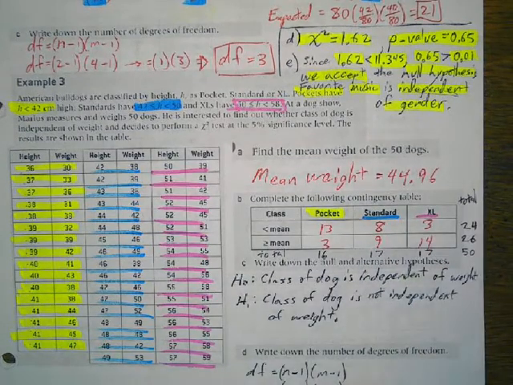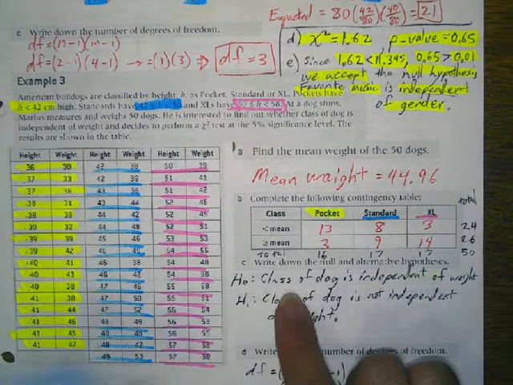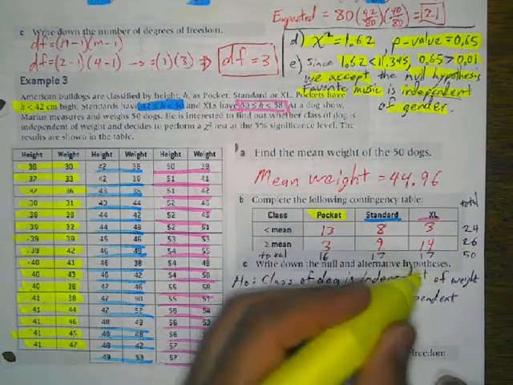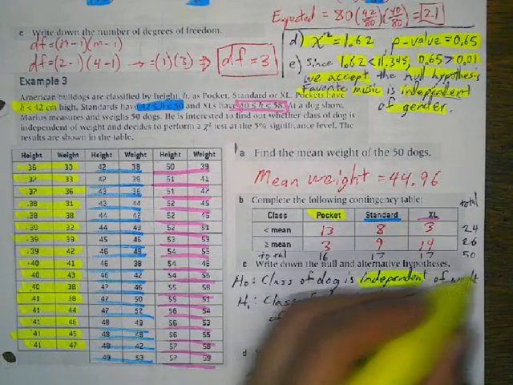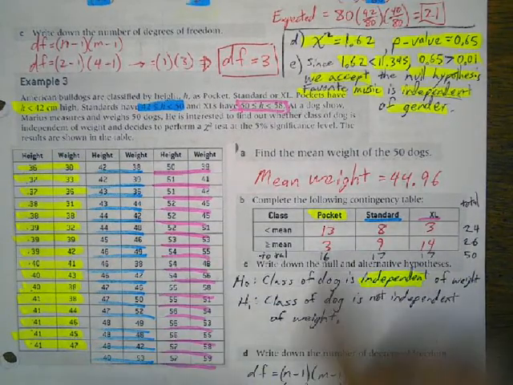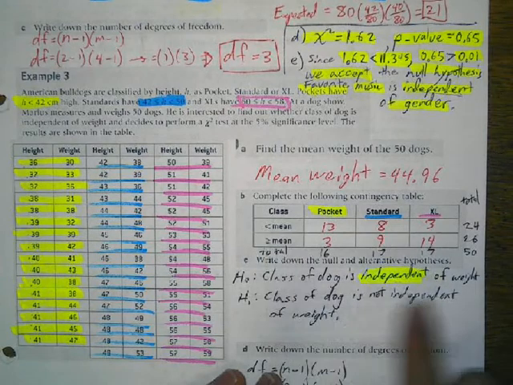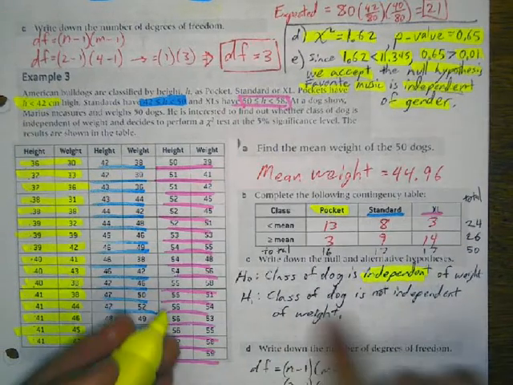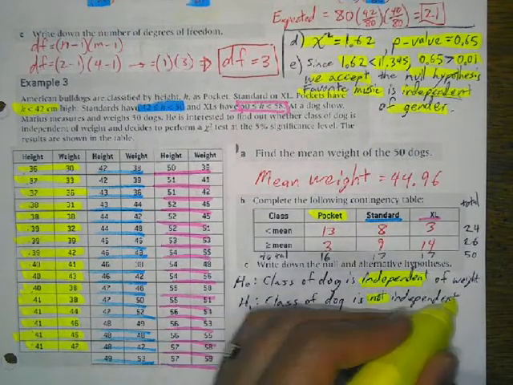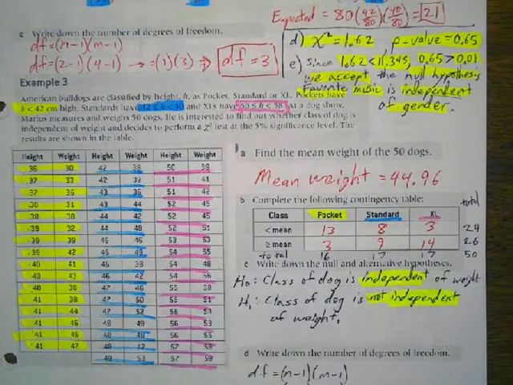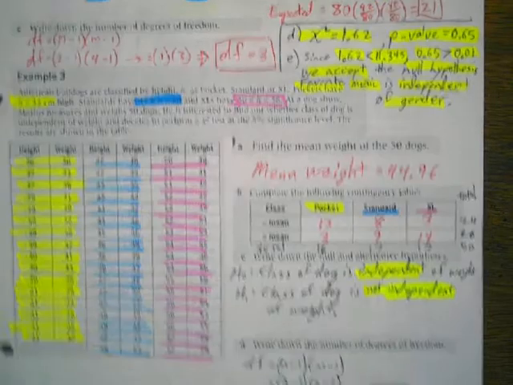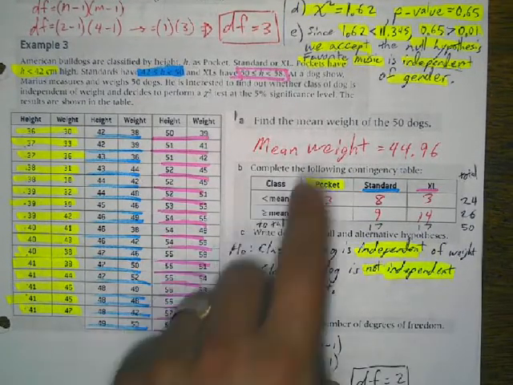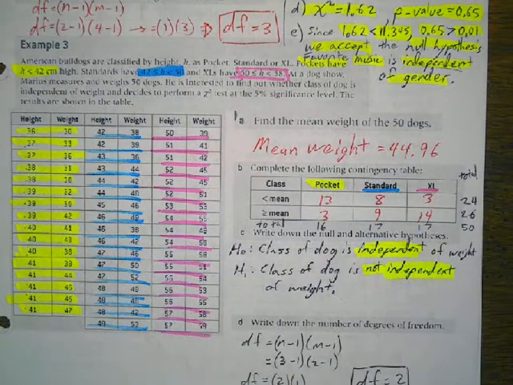My null hypothesis is that class of dogs is independent of weight. We've got our different classes and we've got our weight. And our alternative hypothesis is that class of dogs is not independent of weight. So, degrees of freedom. I've got my number of rows, which is 2, and my number of columns, which is 3, and we end up with a degree of freedom of 2.